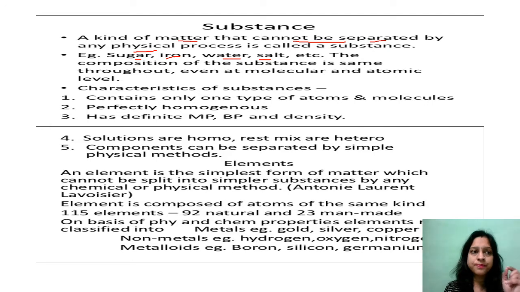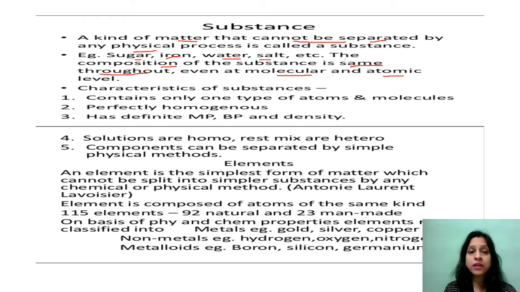So can we break this compound further? Can we easily break it up further? No, not by any physical method. Or iron, Fe, whose symbol it is, is a chemical constituent. Can we break it? No, we can't. So the composition of a substance will remain the same throughout. If it does not dissociate or break further, even at the molecular and atomic level, then such kind of matter is known as a substance.